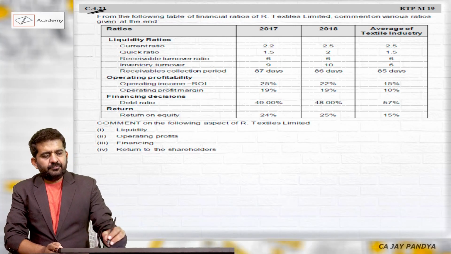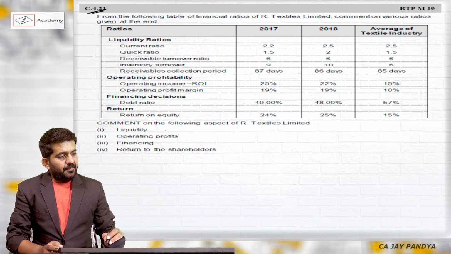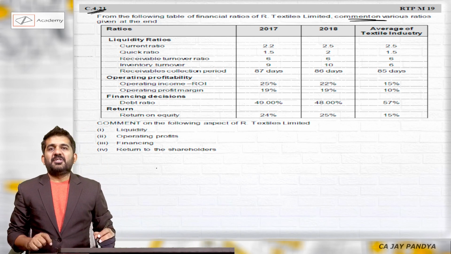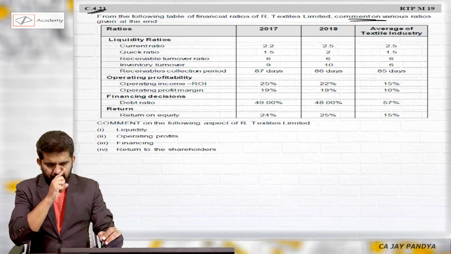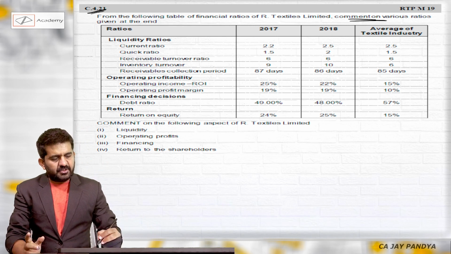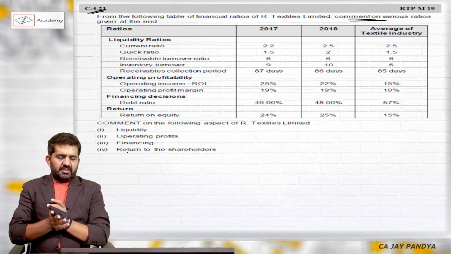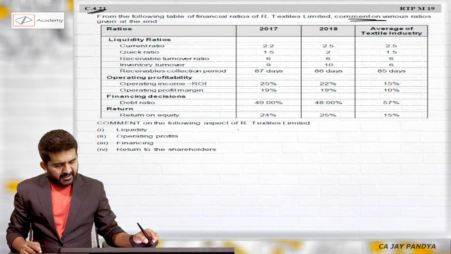4.21. From the following table of financial ratios of RT Textiles Limited, comment on various ratios given at the end. So we just need to comment on the ratios. Liquidity ratios are given, including current ratio, quick ratio, receivable turnover ratio, inventory turnover, receivable collection period. Operating profitability is given, financial decision is given, and return on equity is given. All right. Comment on the following aspects of RT Textile Limited.